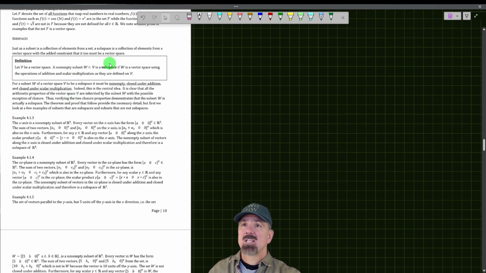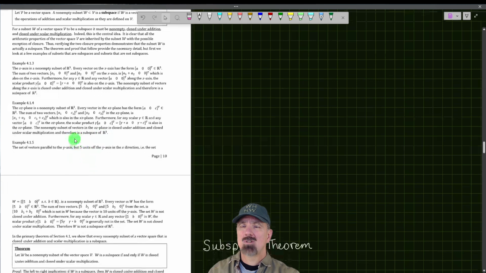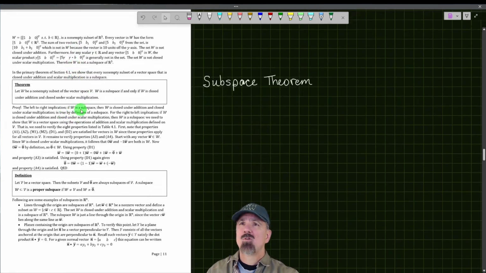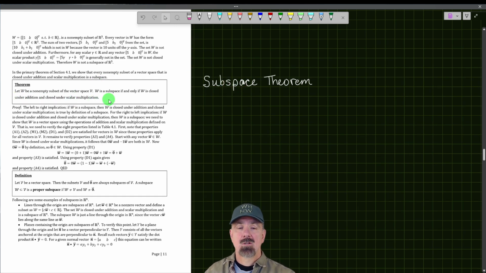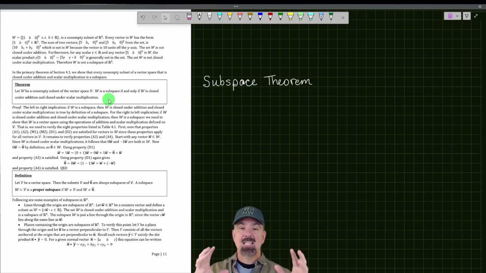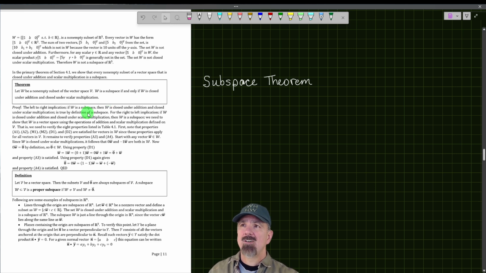Again, conversations about subspaces defined here, several example problems. If you want to look through those example problems, it will help to build your intuition. And then, of course, the subspace theorem. The subspace theorem says what we said last time. If I have a subset, if I have a collection of things, and that collection of things is closed under scalar multiplication and vector addition, then we have a subspace. And the proof of that is provided here.